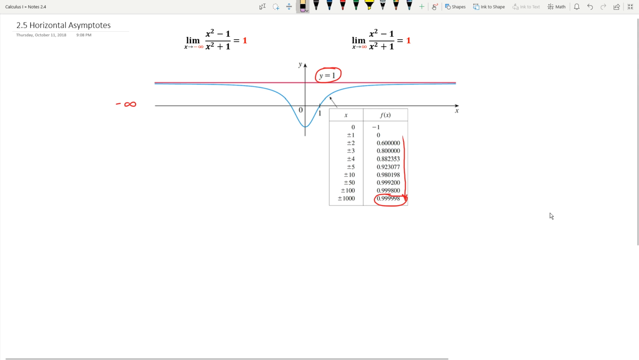So we would say that the limit as x is approaching negative infinity, or as x is approaching positive infinity, we are reaching 1. The limit is 1 because it is approaching the same value. From the left or from the right, we're approaching the same value, and we are calling that value our horizontal asymptote.